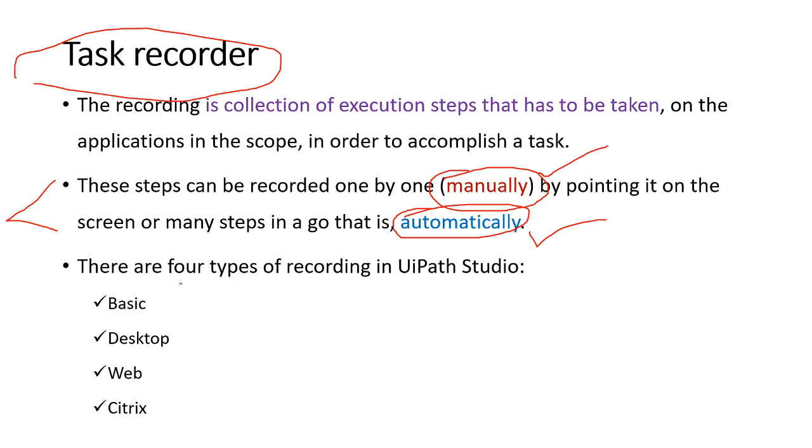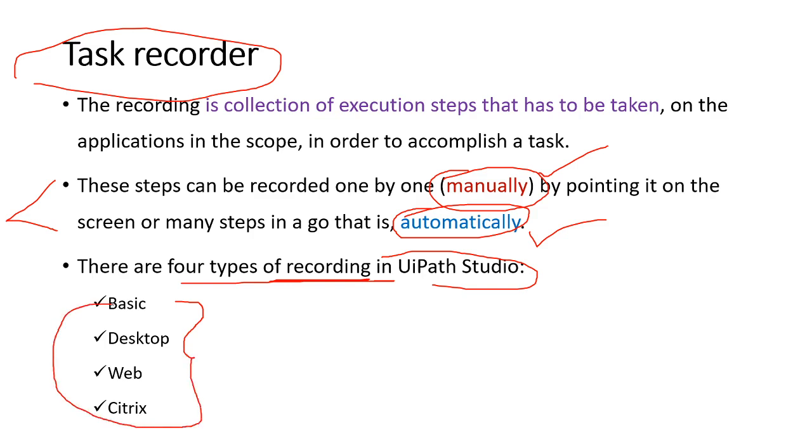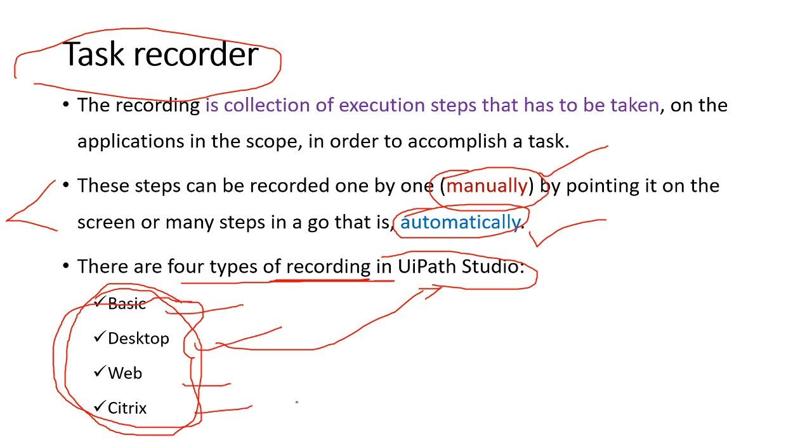We shall see how many types of recording UiPath Studio supports. In the 2019 version, these are the 4 types of recording supported by UiPath Studio. Now in the 2020 version, there is one more recording type called computer vision. For the time being, don't worry about computer vision. Now we shall focus on these 4 types of recording supported by UiPath Studio at a high level. As the classes go on, we shall see practically when to use basic recording, when to use desktop recording, web and Citrix. Clear?